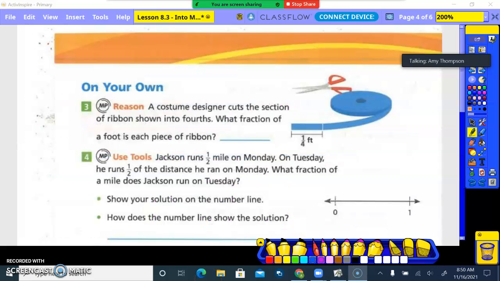On your own, a costume designer cuts the section of ribbon shown into fourths. What fraction of the foot is each piece of ribbon? Okay, so fourths, and then they have it in 1/4, right? What fraction of a foot is each piece of ribbon? Okay, so what's going to be our work, guys? What's going to be our equation?